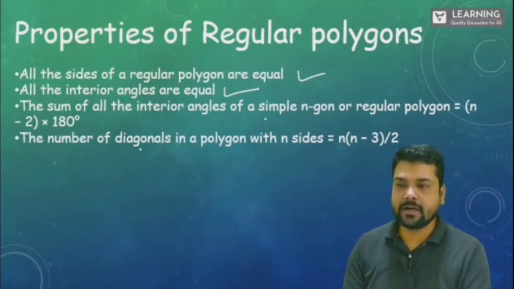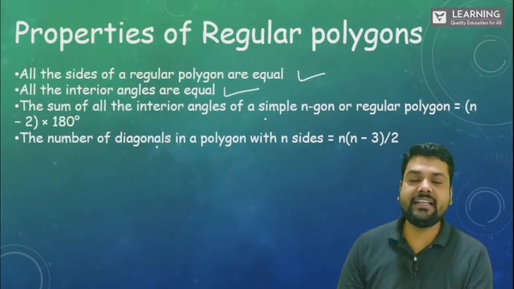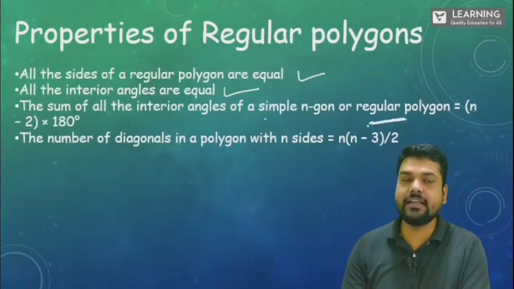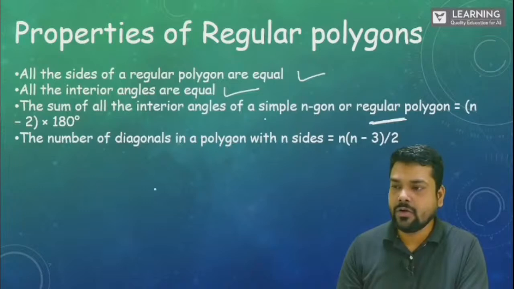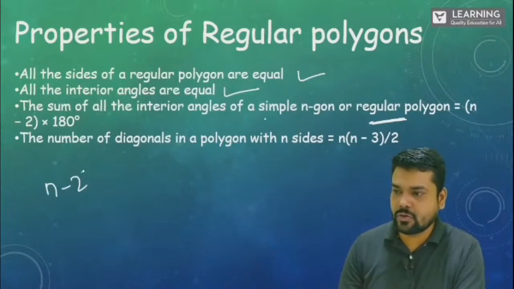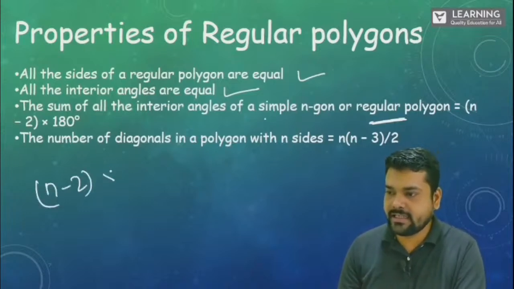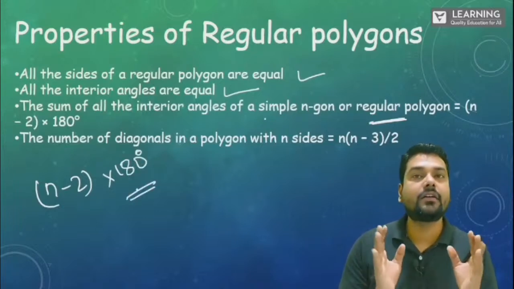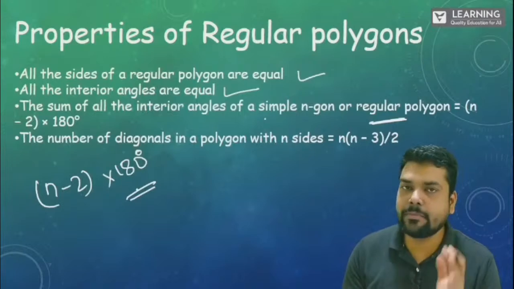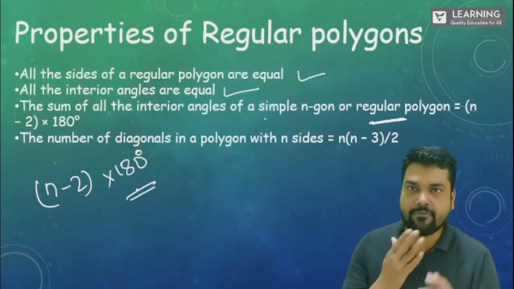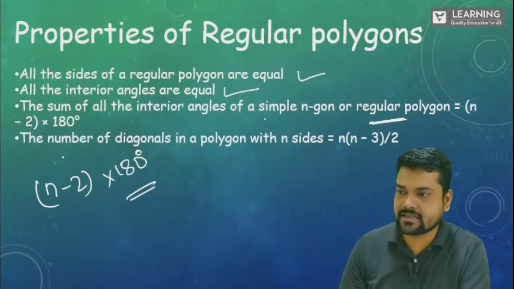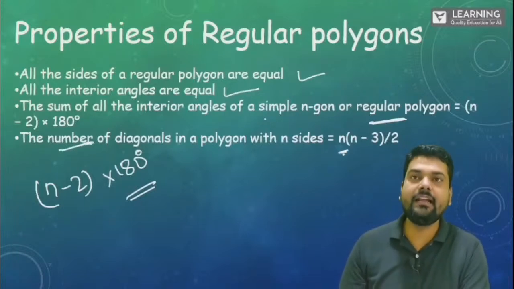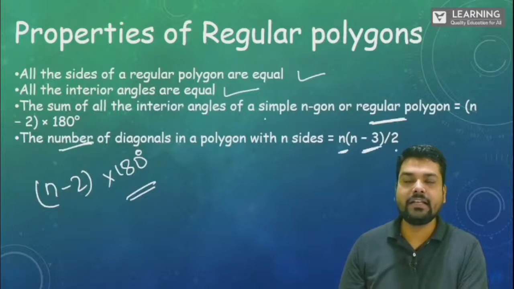Moving to the third, the sum of all interior angles of a simple n-gon or regular polygon, you can see it over here, is equal to (n minus 2) into 180. Okay, so that is the sum of interior angles of a quadrilateral, triangle, polygon, anything. So that is the formula. And now the number of diagonals: n is the number of sides, into (n minus 3), divided by 2.